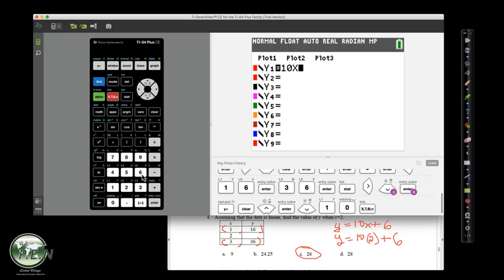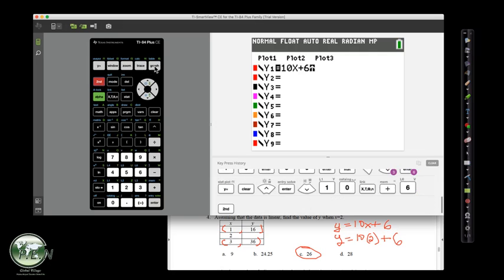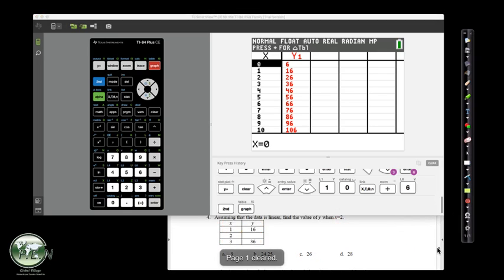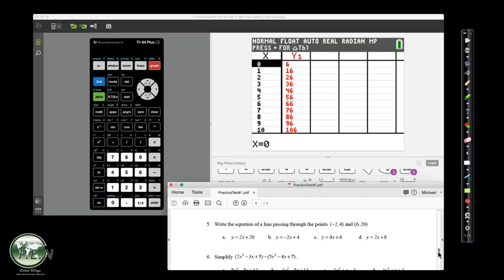10x plus 6. We always need a variable in here, or else we'll end up with a horizontal line if we put all numbers. Okay, 10x plus 6, there's our equation. I can now go to the table, which is probably the best place to go. When x is equal to 2, y is equal to 26. There's my answer right there. Okay, sounding good? Let's keep moving forward and see if there's any more in this test.